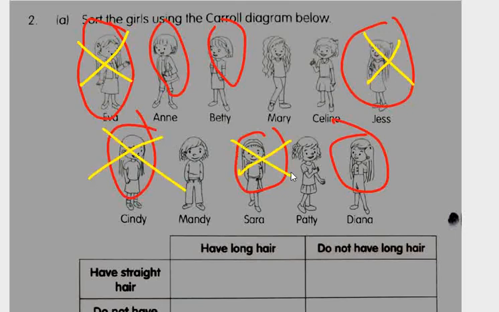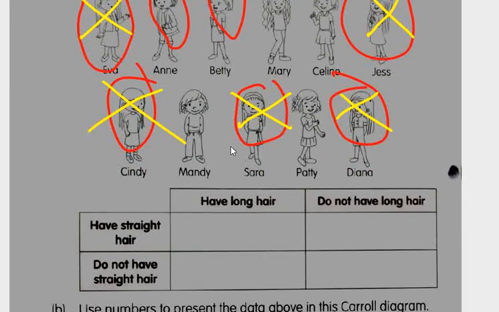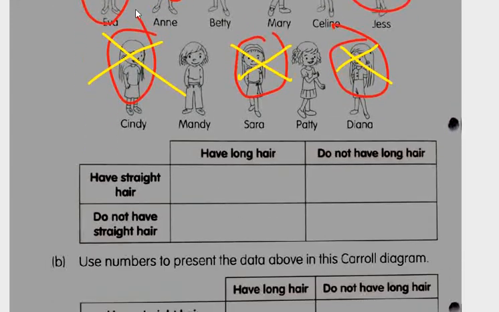Okay, so put all the names that we have that got circle and cross. Put all the names here. There are Eva, Jess, then Cindy, then Sarah, then Diana.